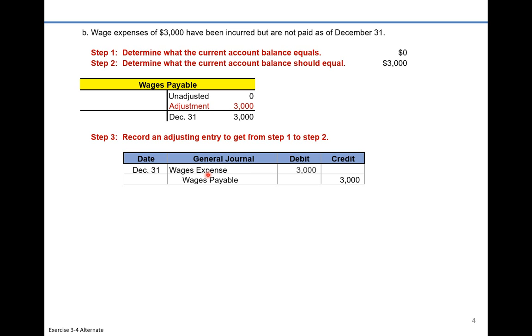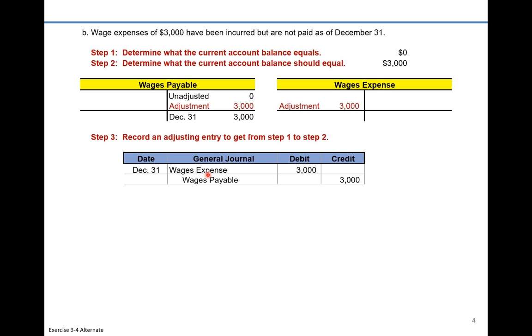And then wages expense will get the debit for $3,000. We have to realize this is an expense for the period, so we're definitely going to debit the expense, but since we're paying for it in a future period, that wages payable comes in play for $3,000 as well. Let's move on to Part C.